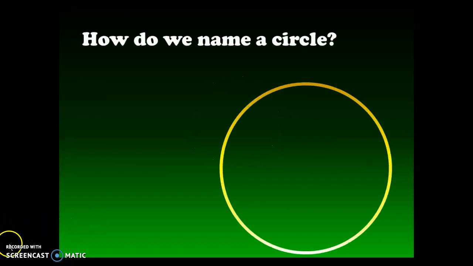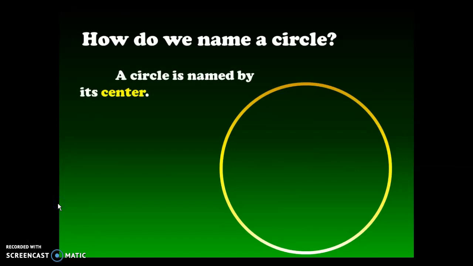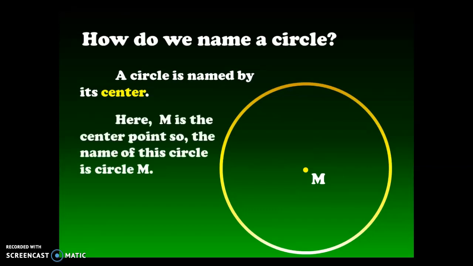How do we name a circle? A circle is named by its center. Like this one. Here, M is the center point, so the name of this circle is Circle M.